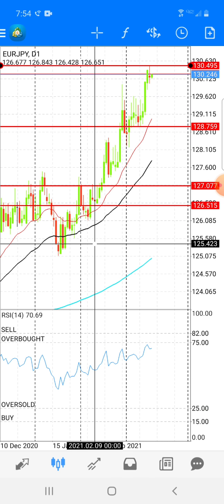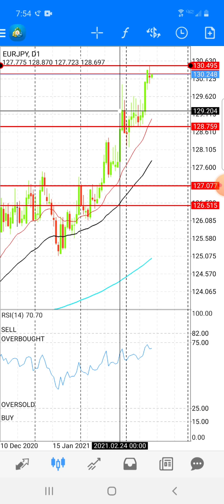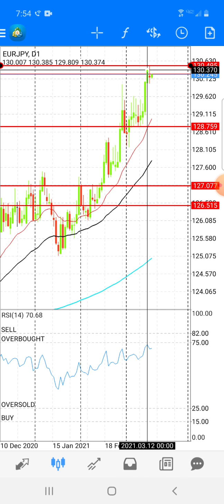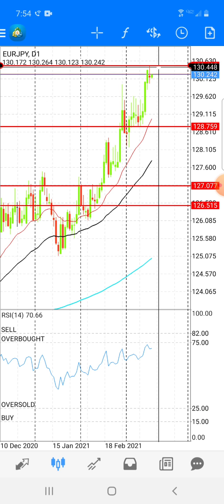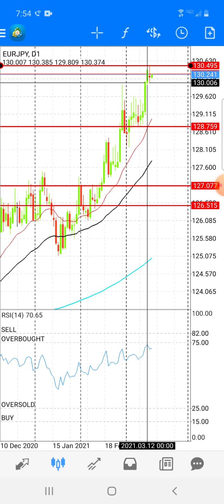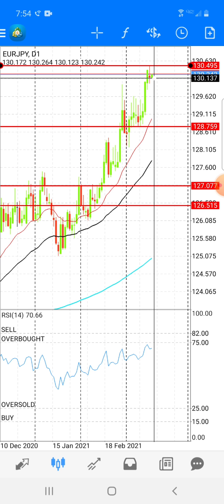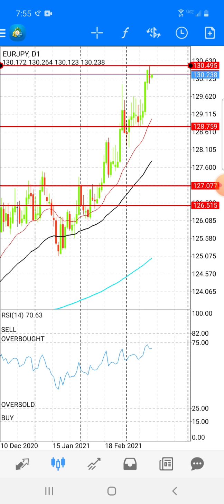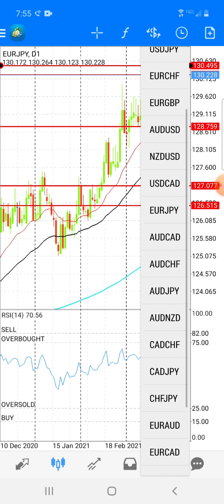I feel like I haven't done a breakdown like this in forever. Go to the daily Euro JPY. Like I said, it's been respecting this 20 on the higher time frames. More than likely, this is going to break this resistance zone. So I would look for buys on this one. Let's do.